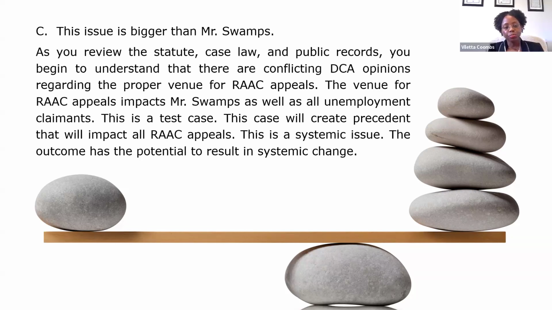You see, if the issue is bigger than Mr. Swamps and the outcome impacts more people than Mr. Swamps, this is what you would call a test case, because this case will create precedent that will impact all RAC appeals. And so this is what we would call a systemic issue, and the outcome has the potential to result in systemic change.